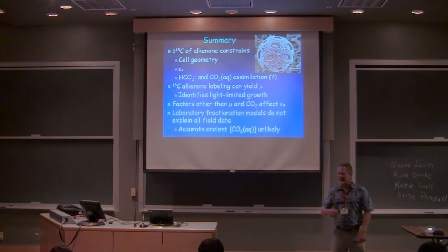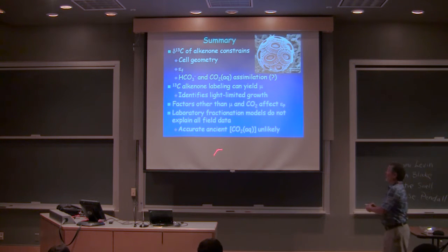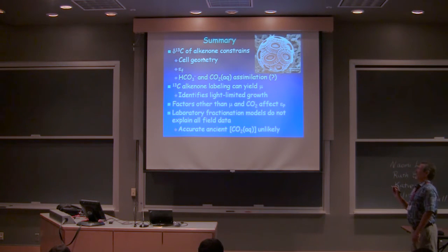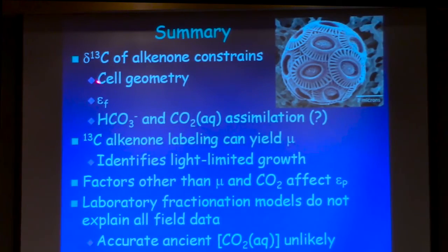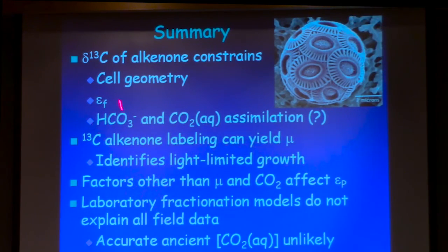What we can conclude from this is some of the major factors that control fractionation. Just like terrestrial plants, it's flux in, flux out, but the details are different. Certainly the concentration of CO2 and growth rate, but also cell geometry affects it. By studying the isotopic composition of alkanones, we can limit cell geometry. We can probably limit isotope variations in all carbon-fixing enzymes. We might be able to limit the amount of bicarbonate and CO2 assimilation, but not all of it.